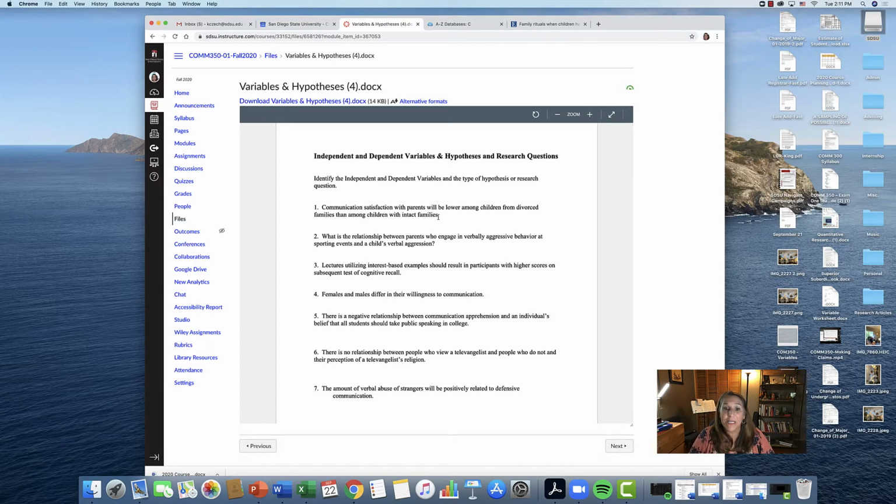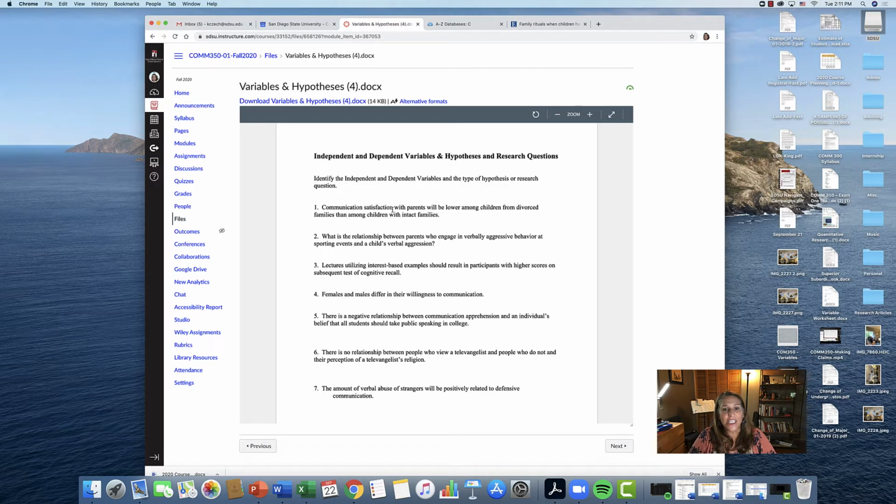All right, we have a period here. So we now know it is not a research question. It must be a hypothesis of some kind. So it's either going to be one-tailed, two-tailed, or a null hypothesis. Those are the 3 kinds.